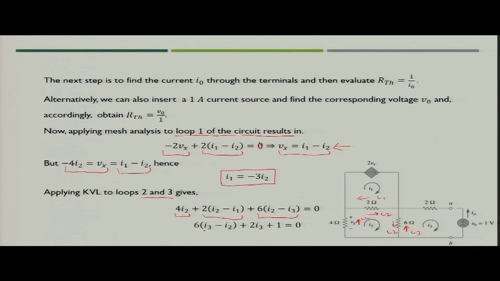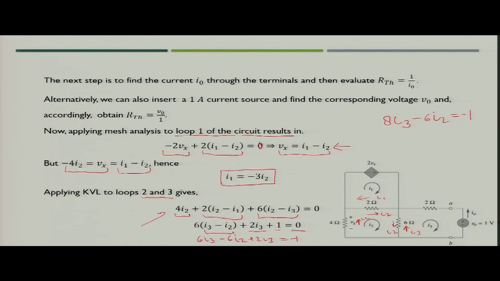6 ohm multiplied by I3 minus I2, plus 2 times I3 plus 1, because this is the external voltage source we applied across AB, equal to 0. Now, if you simplify this equation, that is 6 I3 minus 6 I2 plus 2 I3 is equal to minus 1. So this will become 8 I3 minus 6 I2 is equal to minus 1.